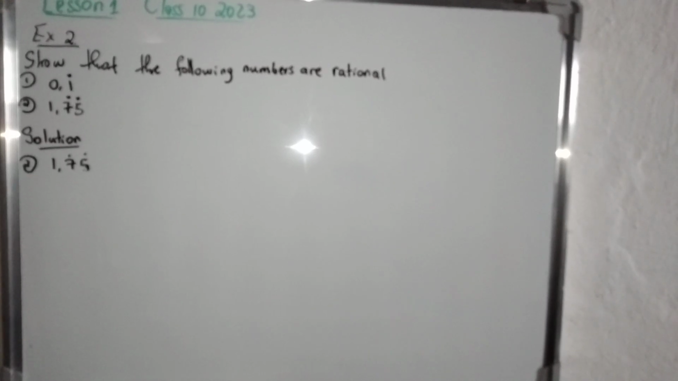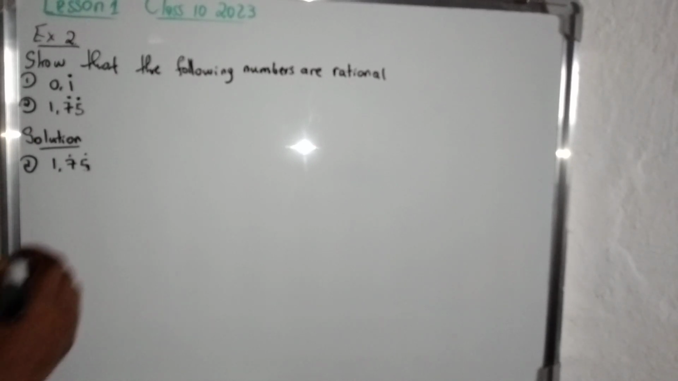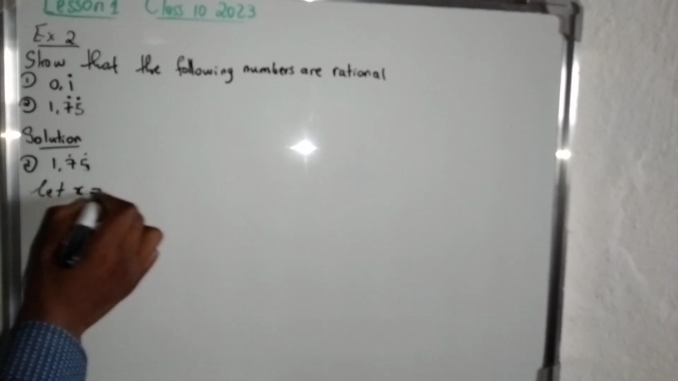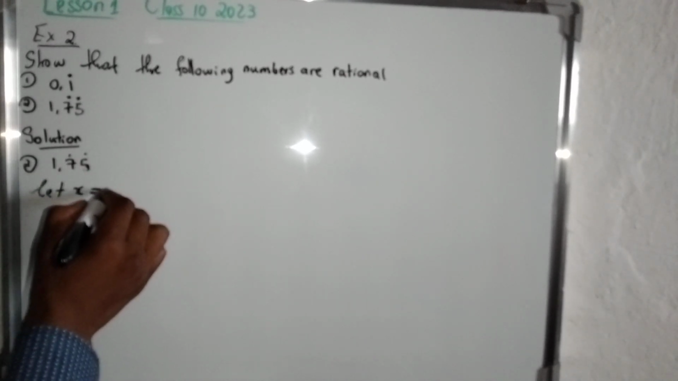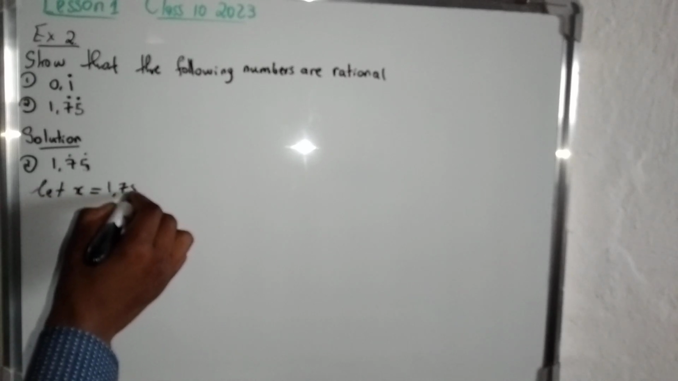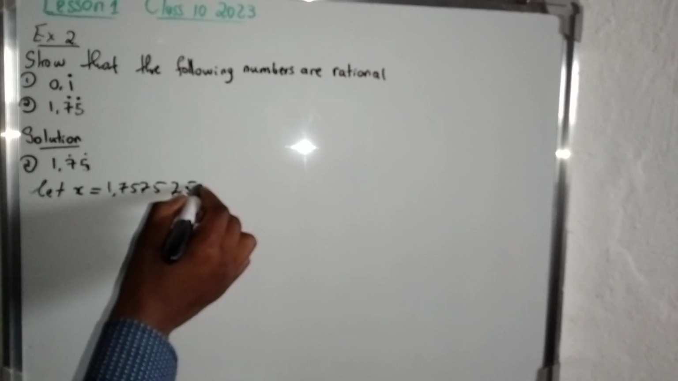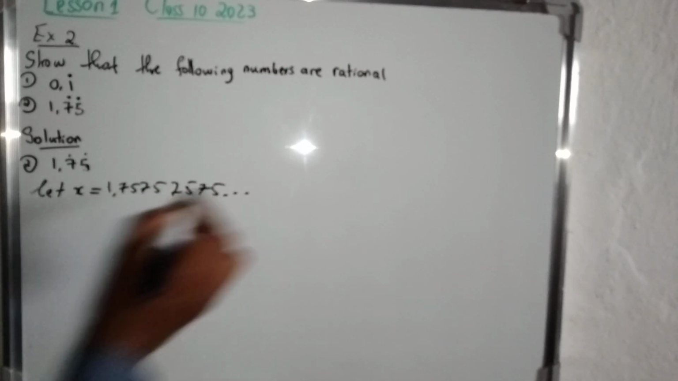Let's continue. Now we are showing that is the second question, that these numbers are rational. So we're going to use the same method we used in the first question. Firstly, we're going to let x equal to this number, which is 1.75, 75, 75, 75.